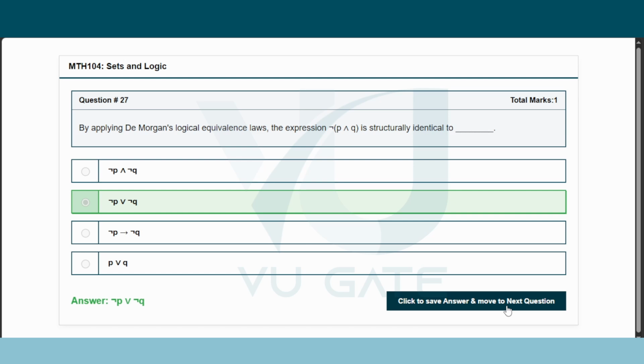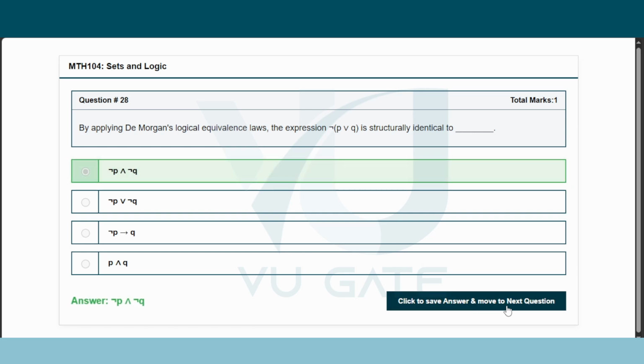Question number 28. By applying De Morgan's logical equivalence laws, the expression negation of (p or q) is structurally identical to blank. The correct answer is negation of p and negation of q.